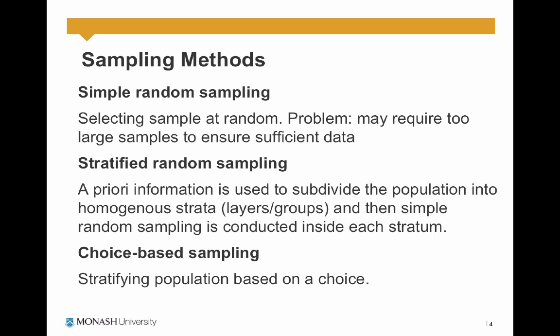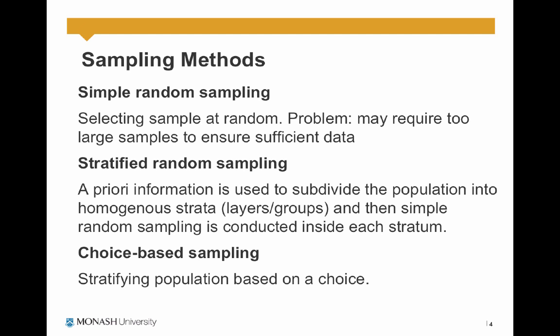There come different sampling methods. We have random sampling, which is the simplest way of sampling. We have stratified random sampling, and we have choice-based sampling. In simple random sampling, obviously, as it says, the selection of the sample is totally random. But what is the problem with this method? It may require a large sample size to ensure we have sufficient data.